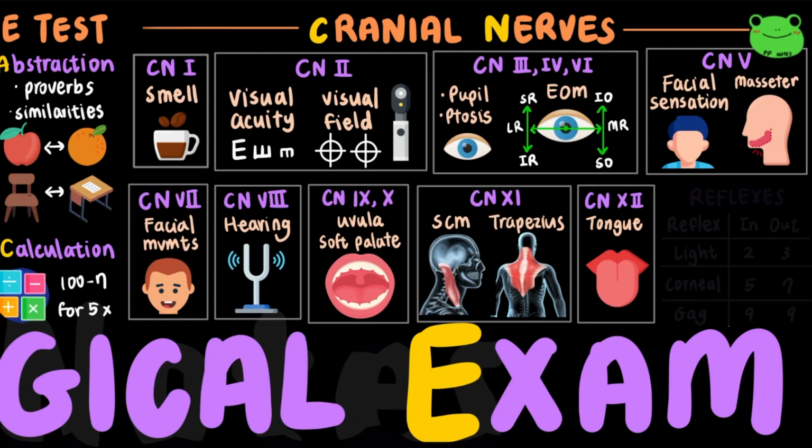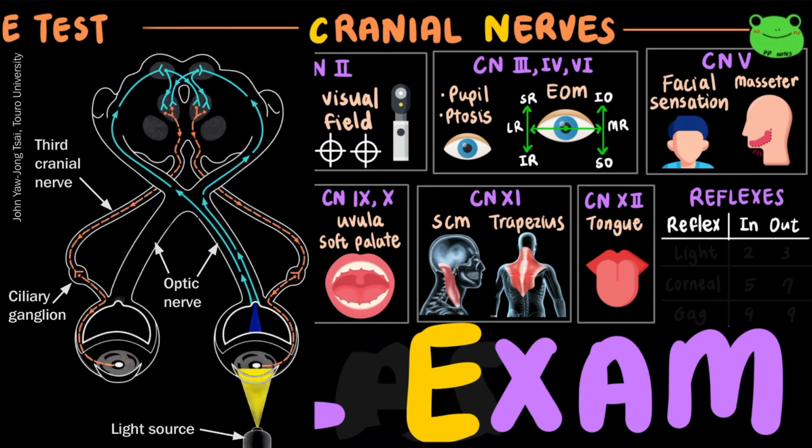After testing the cranial nerves individually, we can also check some important reflexes. Each reflex involves a sensory input carried by one nerve and a motor output carried by another. The first is the pupillary light reflex. The input comes from cranial nerve 2, the optic nerve, which detects the light. The output comes from cranial nerve 3, the oculomotor nerve, which constricts the pupil.